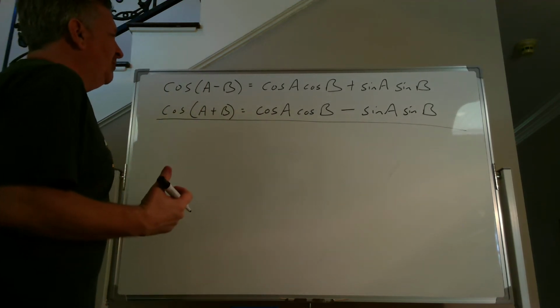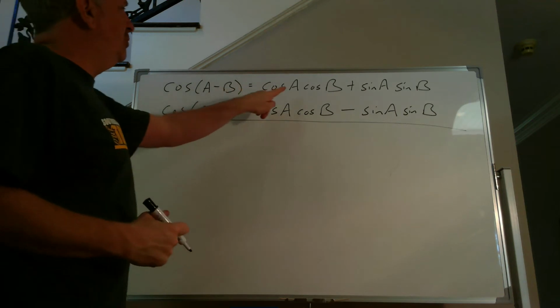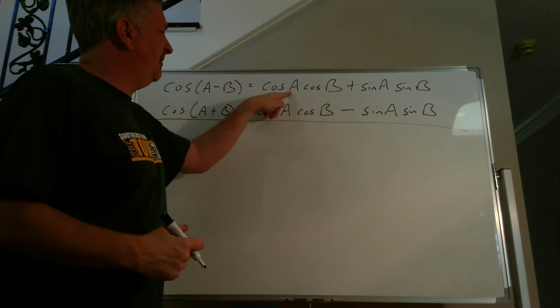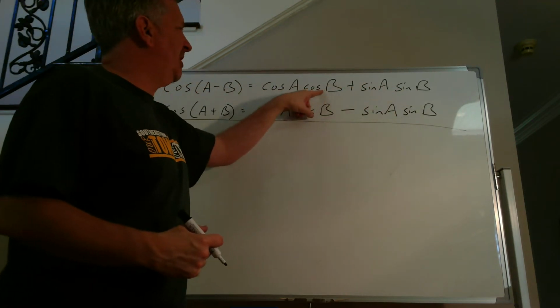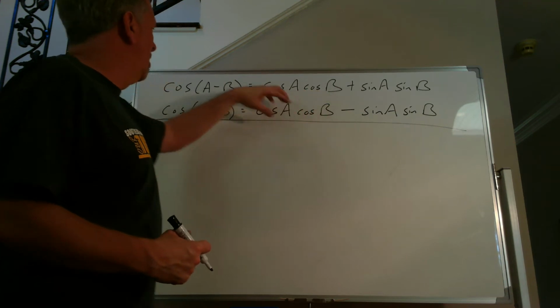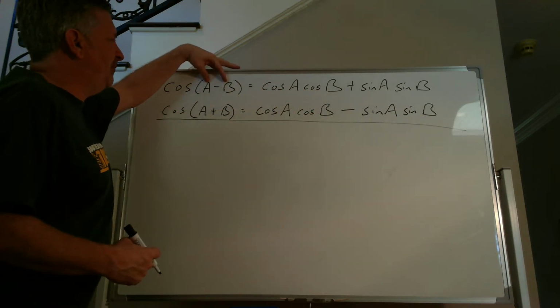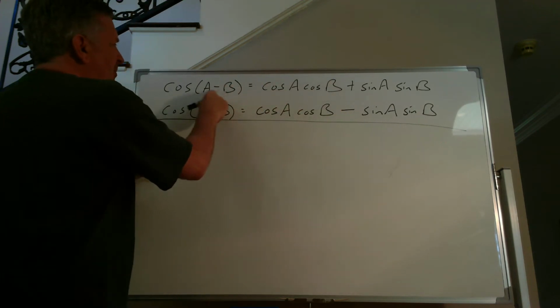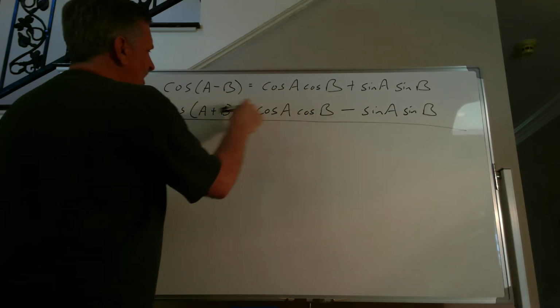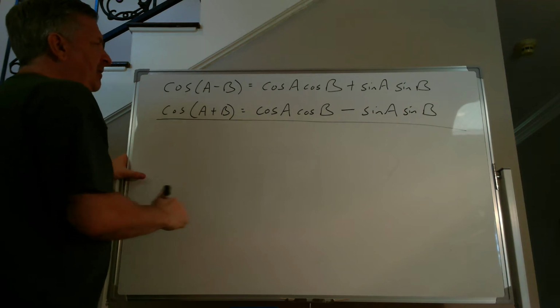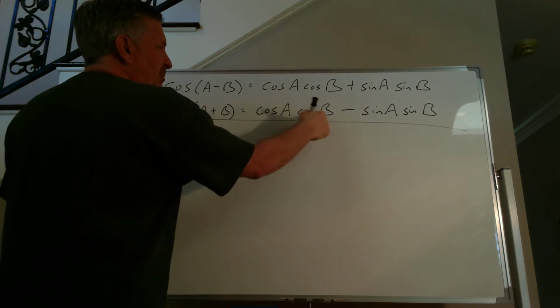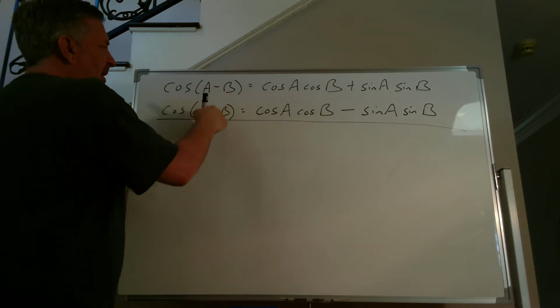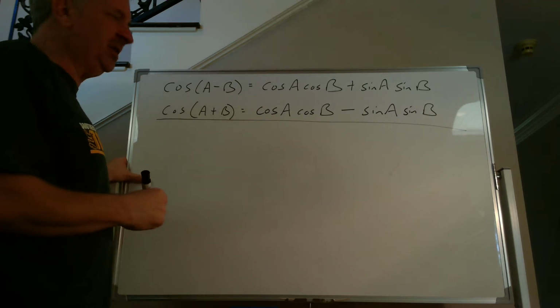Now, what's the point of these formulas? If you know sine and cosine of A, and you know sine and cosine of B, you can get the cosine of their difference. So there are three angles involved here: A, B, A minus B. Three angles here: A, B, A plus B. So the point of this is if you know things about A and B, you can find out things about the other two angles, A minus B, A plus B.